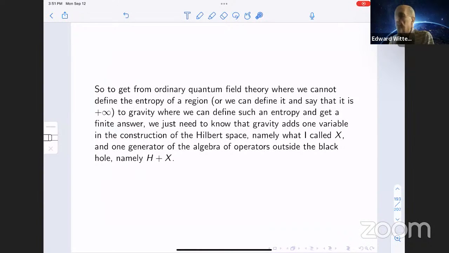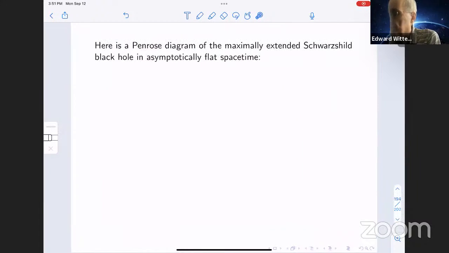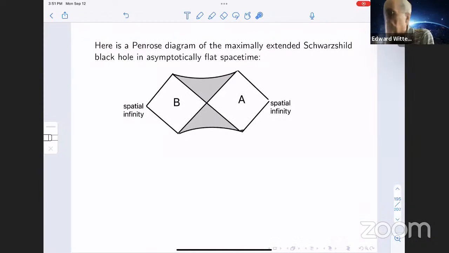So to get from ordinary quantum field theory, where we can't define entropy, or we can define it and say it's plus infinity, to gravity, where we can define it and get a finite answer, we just need to know that gravity adds one variable to the construction of the Hilbert space, namely what I call x, and one generator to the algebra of operators, namely h plus x. It turns out that that's what happens, but I'll have to be very brief in explaining it.